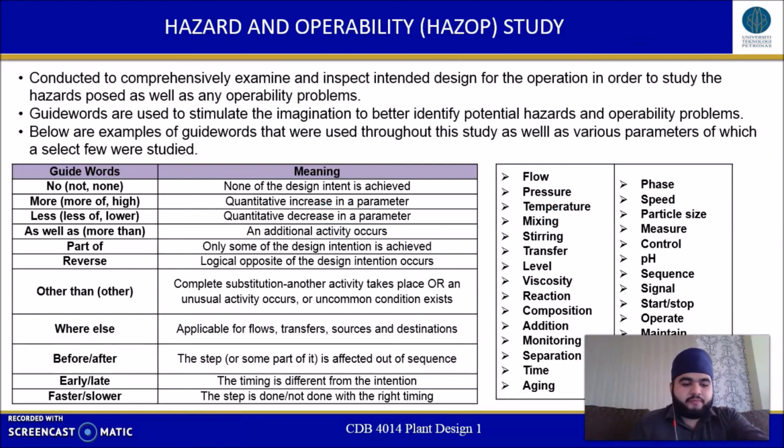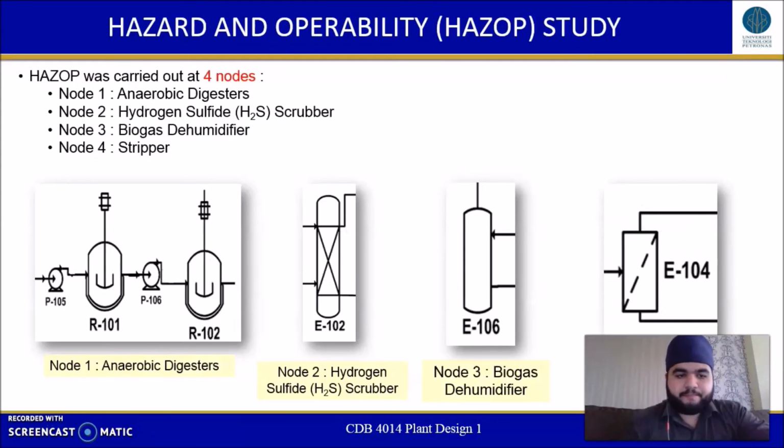HAZOP stands for Hazard and Operability Studies, and it is conducted comprehensively on equipment to examine the design for operation of a process in order to study the hazards posed by potential deviations as well as any operability problems. To ensure the HAZOP study carried out is efficient and effective, guidewords are used in HAZOP. These guidewords help stimulate the imagination to better identify potential hazards and operability problems. Displayed below are examples of guidewords that are used in HAZOP studies, as well as various parameters of which a select few were studied in this project.